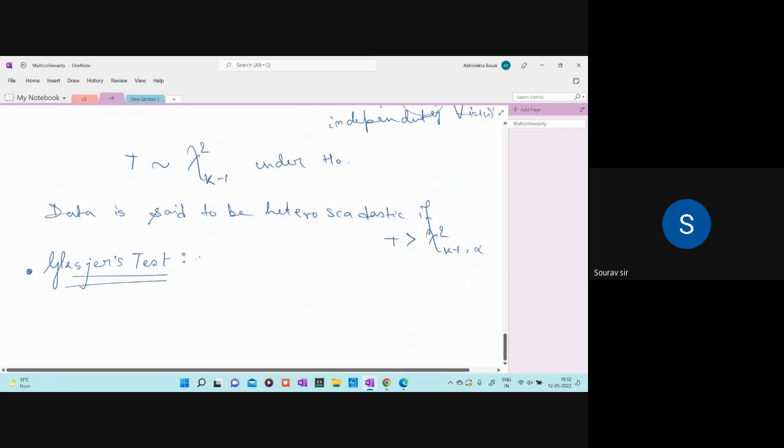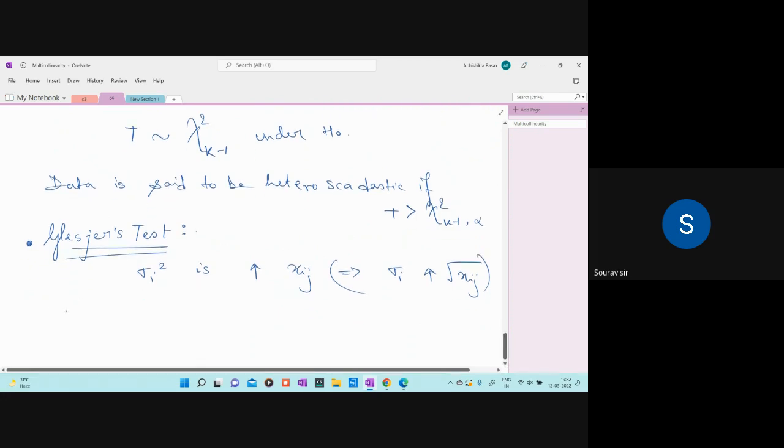In Glejser's test, suppose we are assuming that sigma i square is increasing with x_ij. That is actually implying that sigma i is increasing with the square root of x_ij. So we need to first fit a linear model by the OLS method.